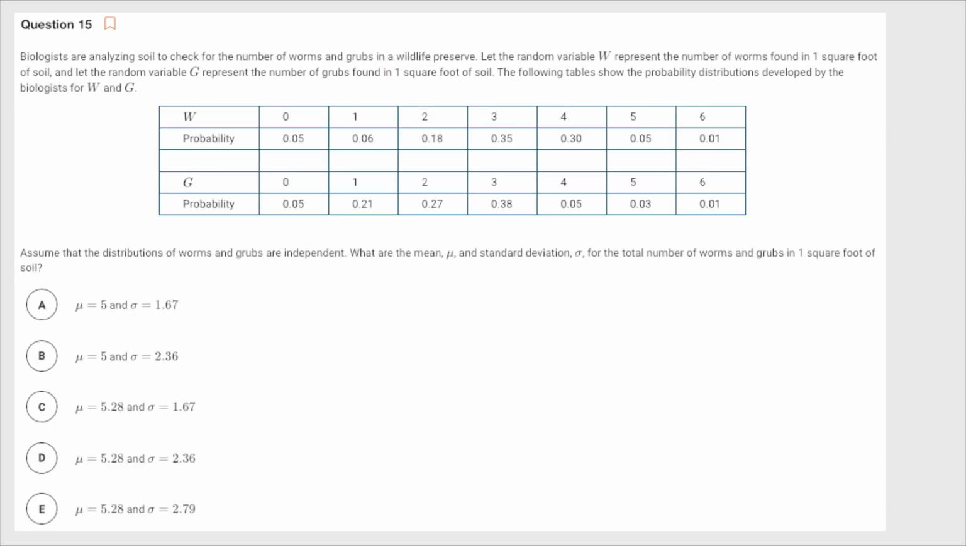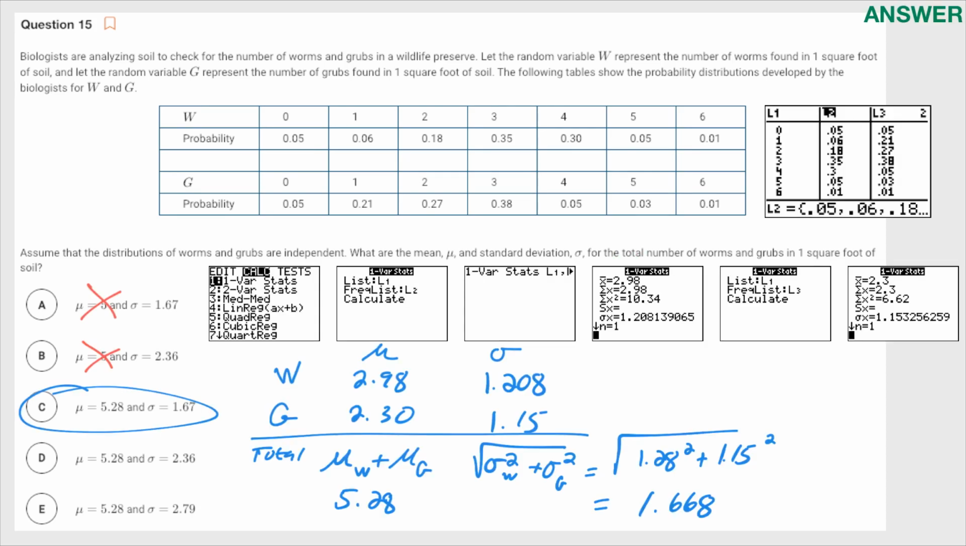And finally, the last one, you're given two different probability distributions, one for W and one for G, and you're asked to find the mean and standard deviation for the total. So this question does not have a calculator icon up here, and I kind of find it hard to believe that they would expect you to calculate these standard deviations without a calculator, so I went and used a calculator. They both share the same input values, 0 through 6, so I put that in L1. And then the probabilities for W were put in L2, and the probabilities for G were put in L3.